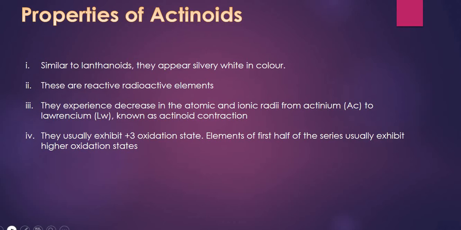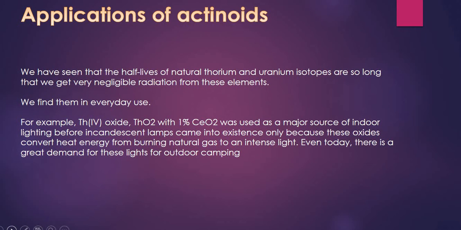Now next is application. The half-lives of natural thorium and uranium isotopes are so long that we get very negligible radiation from these elements. We find them in everyday use. For example, thorium oxide with 1% cerium oxide was used in the major use of indoor lighting before incandescent lamps came into existence, because their oxide converts heat energy from burning natural gas to intense light. In fact, even today there is a great demand for these lights for outdoor camping.